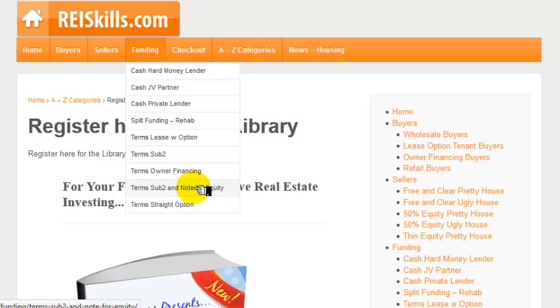Now, terms subject to and a note for equity. Let's say they had a lot of equity, but they'll buy it subject to the existing financing and keep that financing in place for 2 to 5 years. And the other one is a straight option to purchase, which is pretty much a flip.